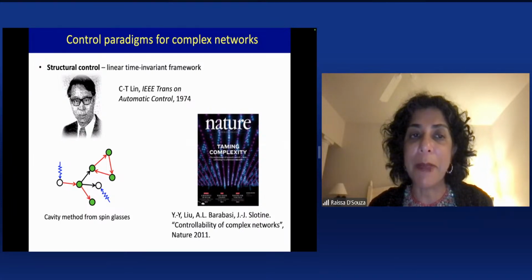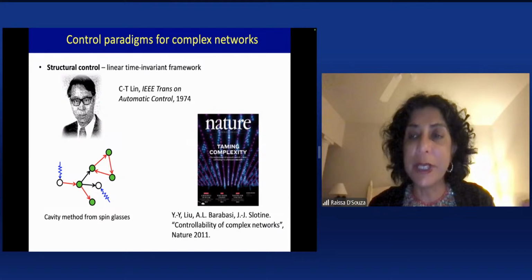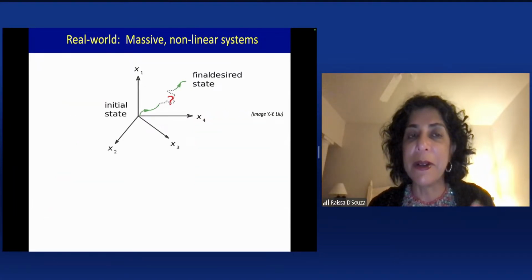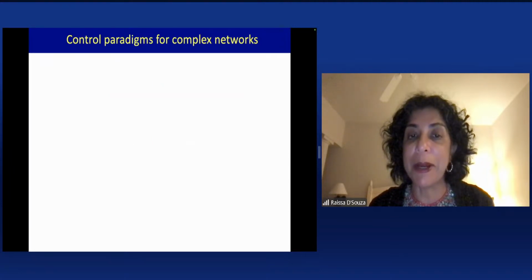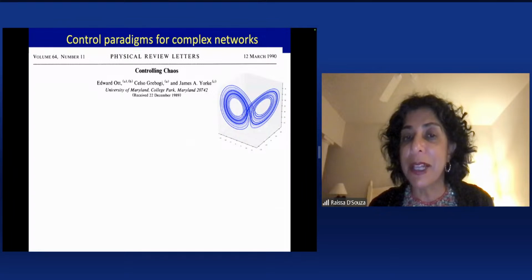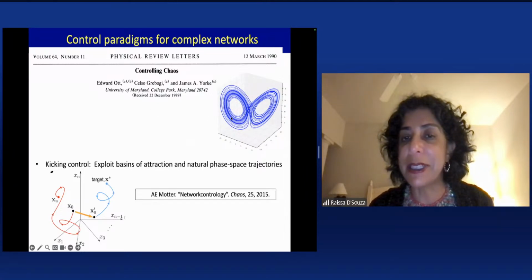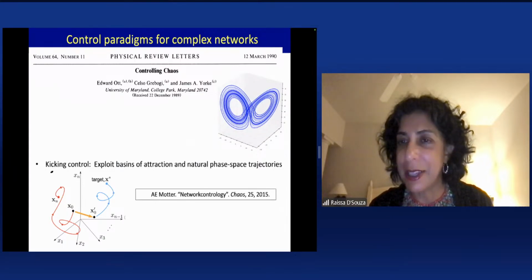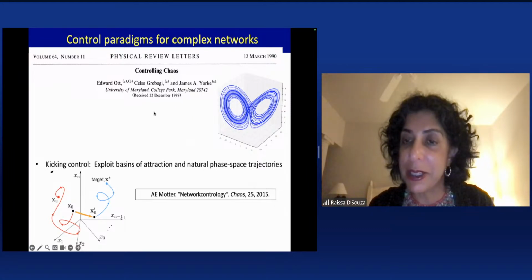So great things happened from that, but it assumes a linear time invariant framework. So it assumes that my nodes have a linear dynamics. And as we've seen, nodes can have very nonlinear dynamics. So real world networks aren't going to be described by these simple linear paradigms. There's also really beautiful ideas dating back to the late 80s on controlling chaos from Ott and Grebogi in New York, where we thought about controlling low dimensional systems by taking advantage of the complex structure of chaotic oscillators, chaotic dynamics, chaotic attractors. But they have very low dimensional systems.